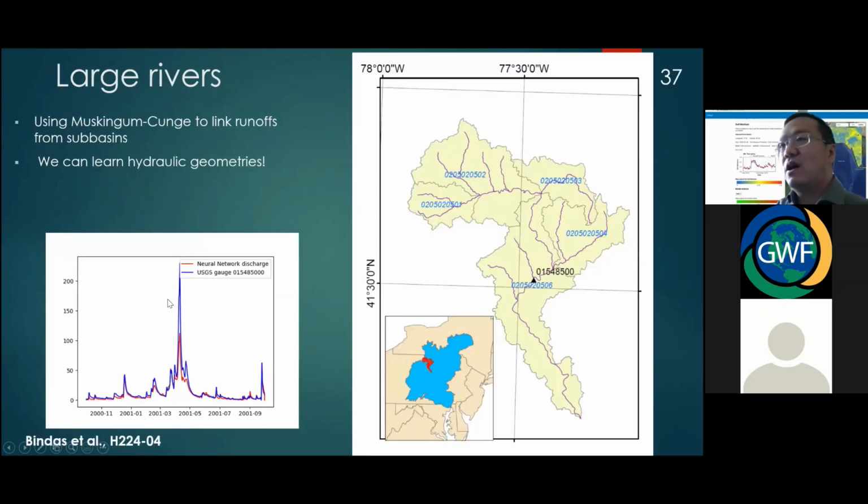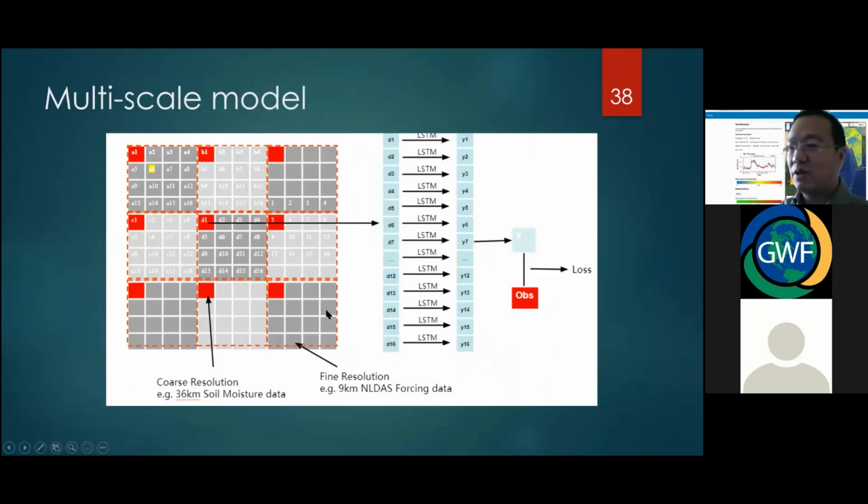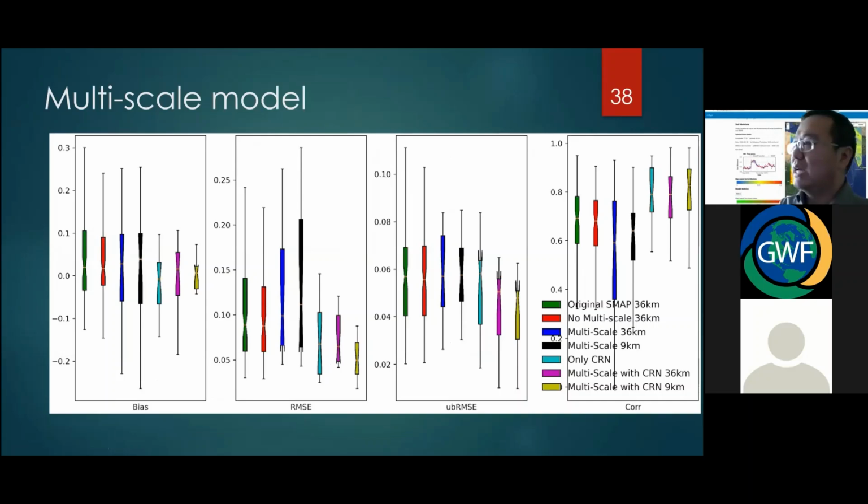Later on we have done more work, but I'm just going to skip this. We have been able to add routing schemes so that we are now able to simulate larger basins, connecting these smaller basins. We now have a multi-scale model that I mentioned earlier that can use both in situ and satellite data, and this is the state-of-the-art simulation of soil moisture at high resolution.